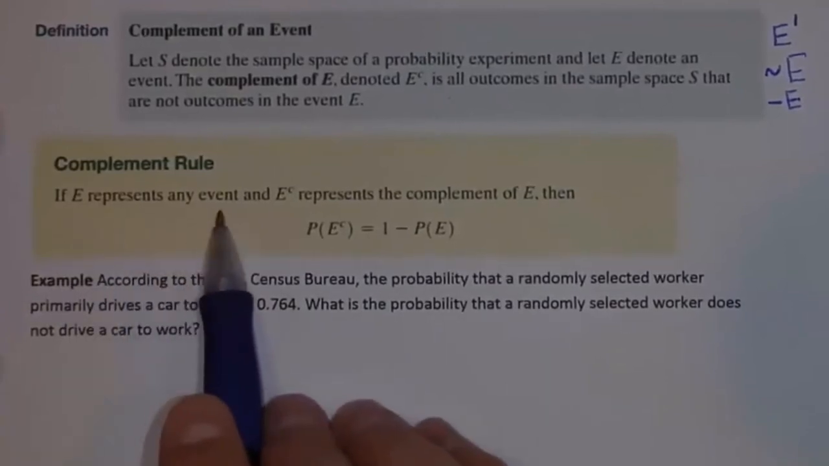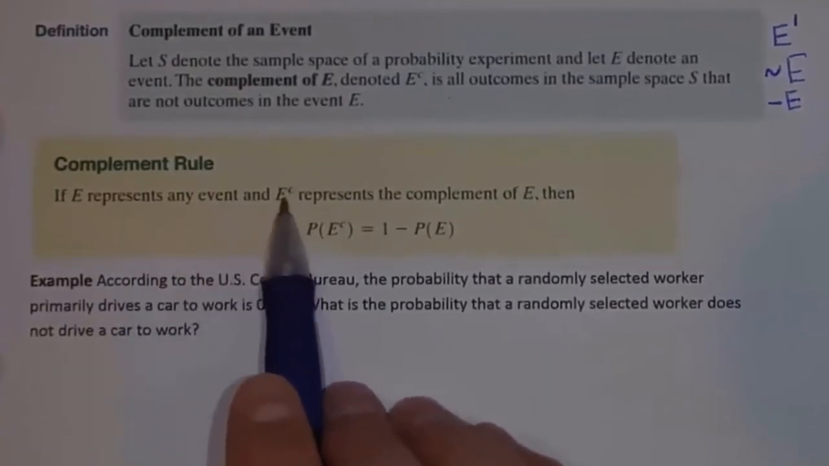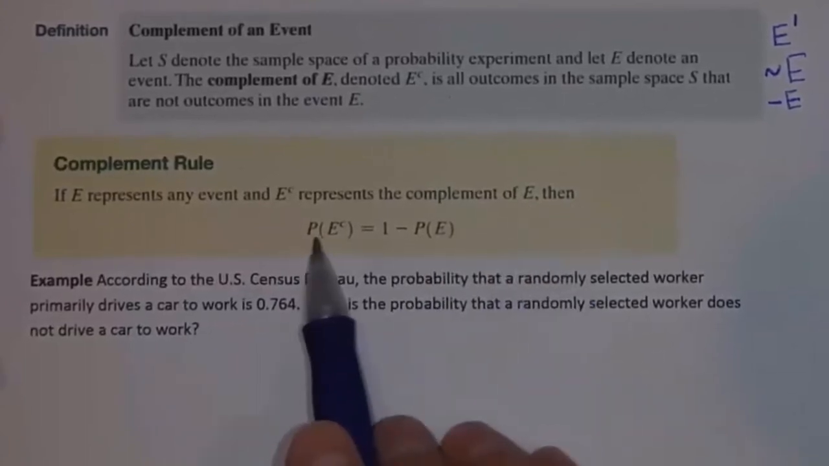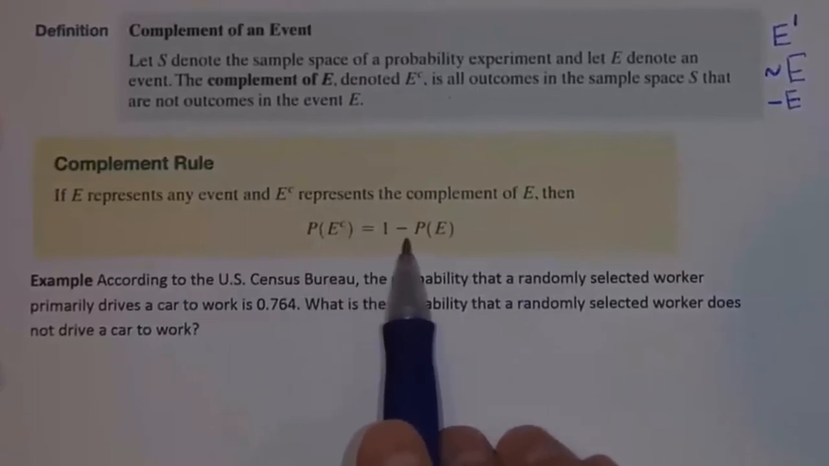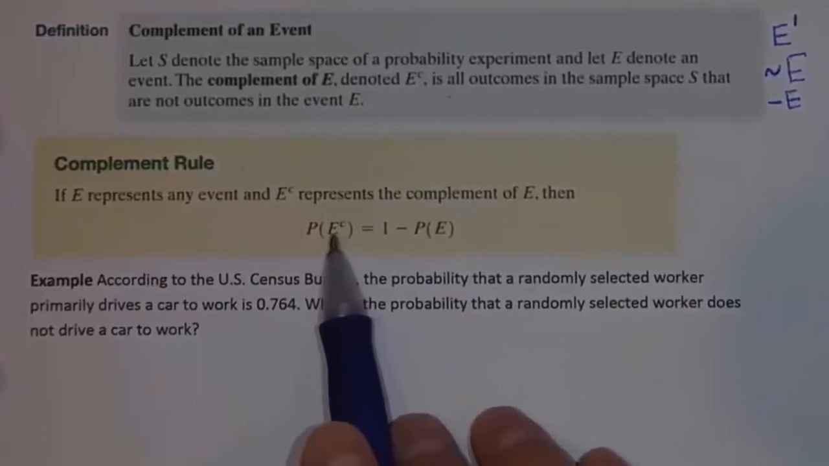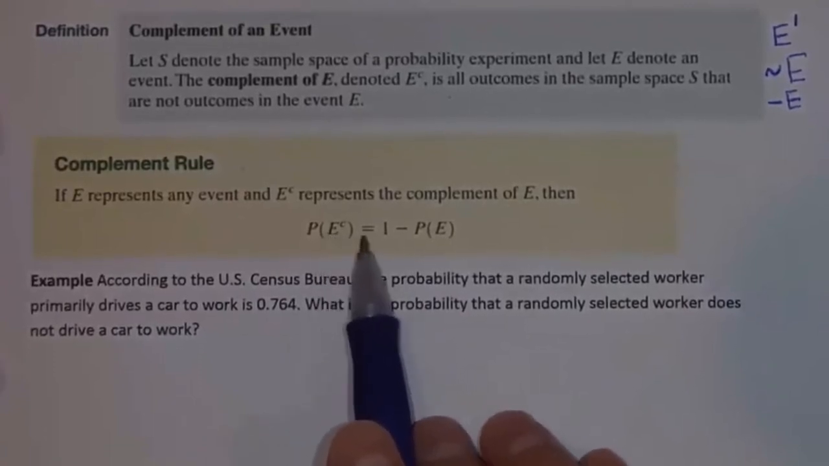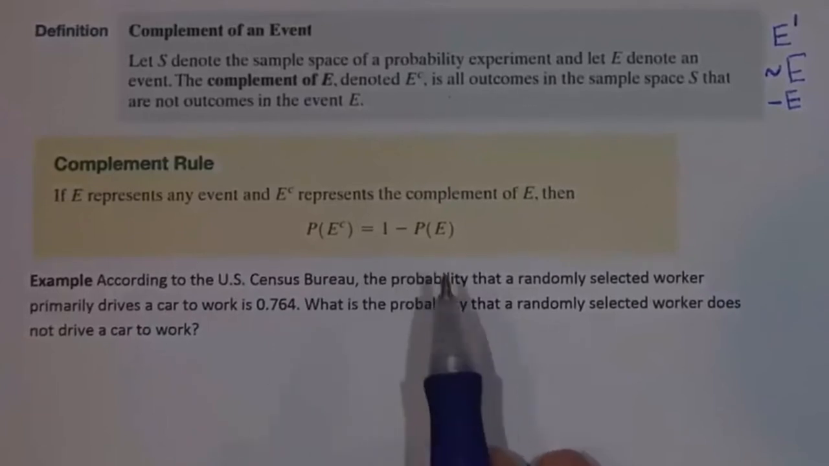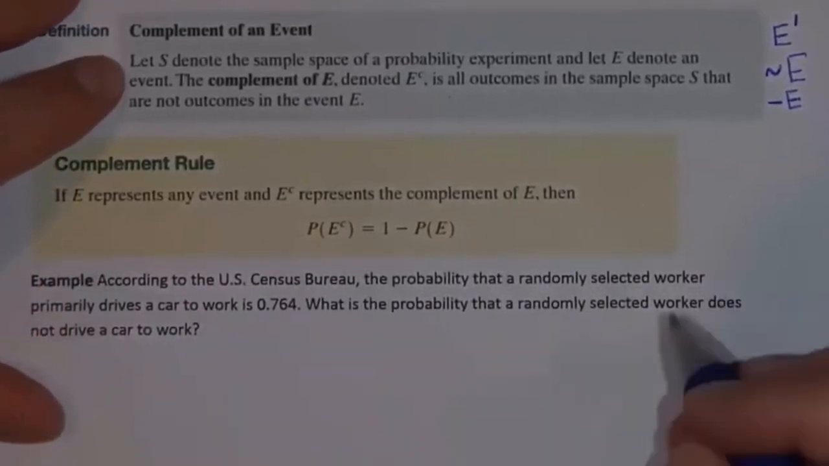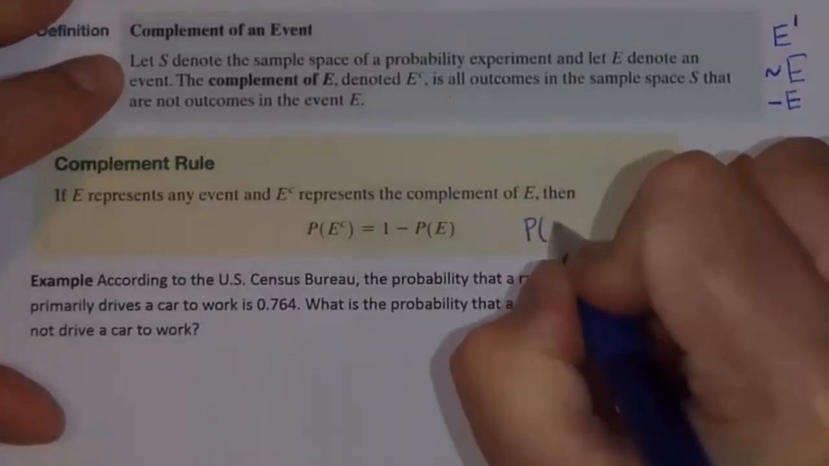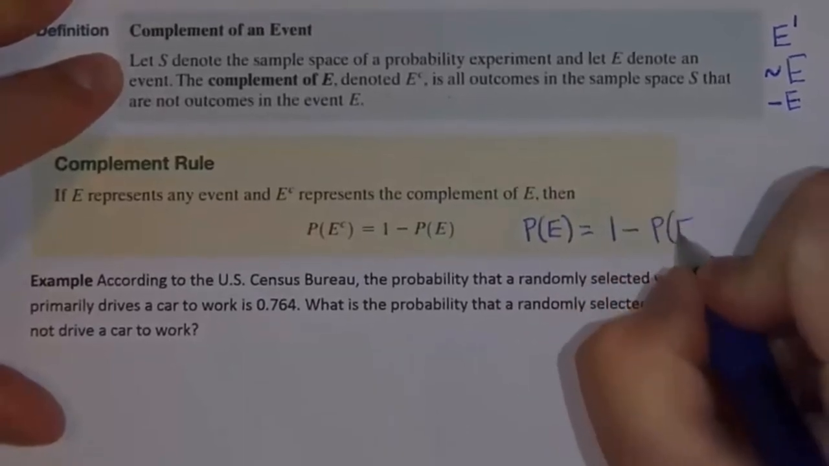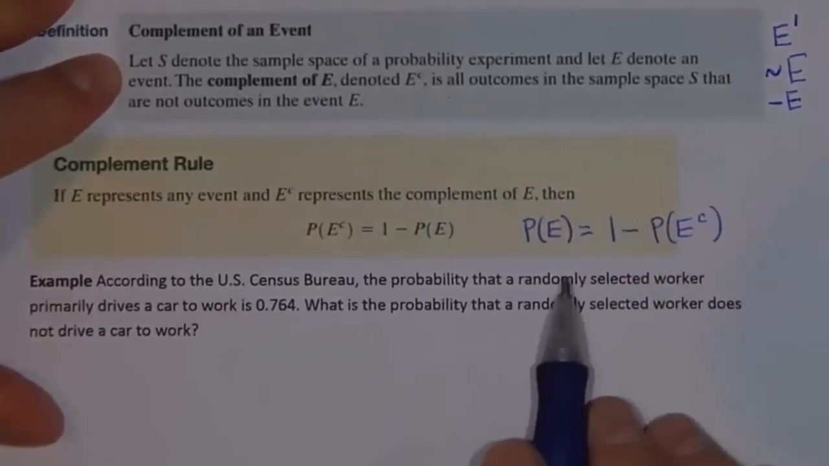If E represents any event and E complement there represents the complement of event E, then the probability of E's complement equals 1 minus the probability of E. So if I want to find the probability of the complement of an event, I can take 1 minus the probability of the event, and that will give me the result. Now, it's not included here, but in the same way, I could say that the probability of event E equals 1 minus the probability of E's complement. So this is equivalent.